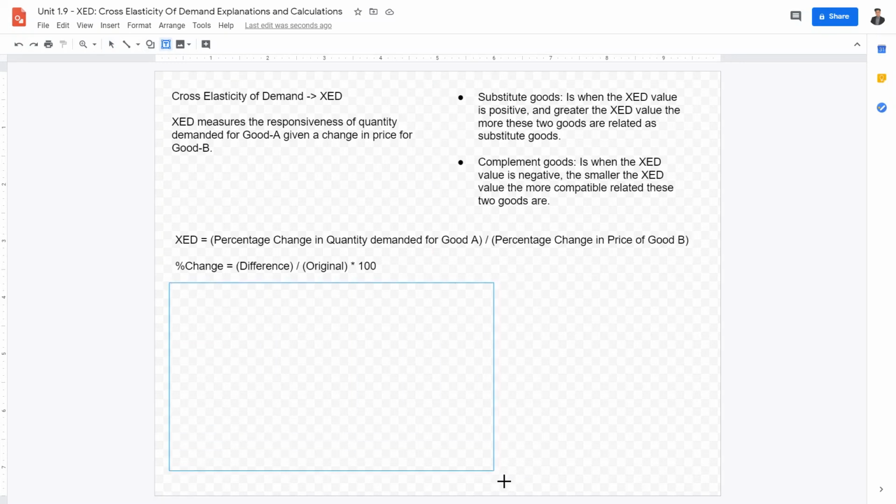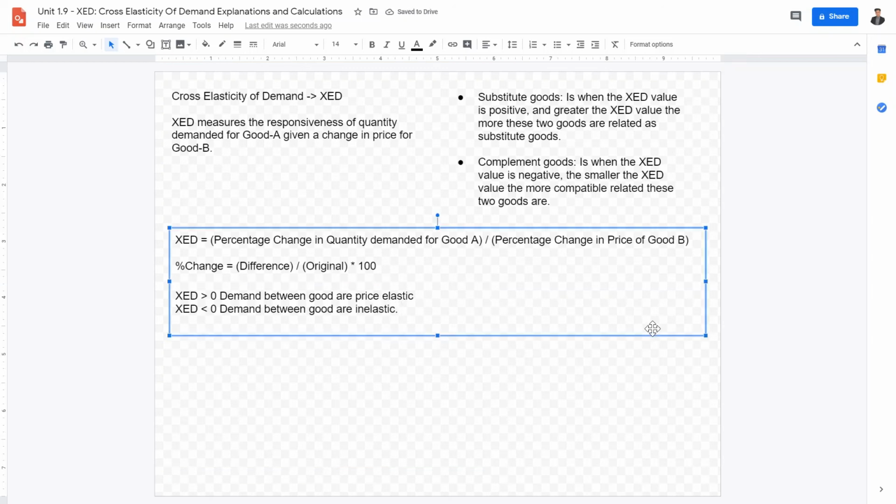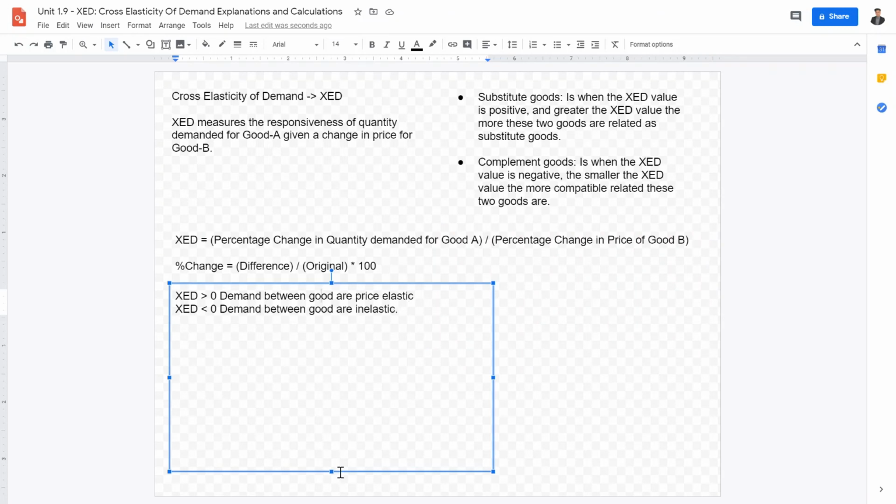Now we have examined the relationship between the two, but let's go into a little bit more depth. Demand between goods is price elastic when XED is greater than 0. When XED is smaller than 0, then demand between goods is inelastic. Okay, so that makes a lot of sense.